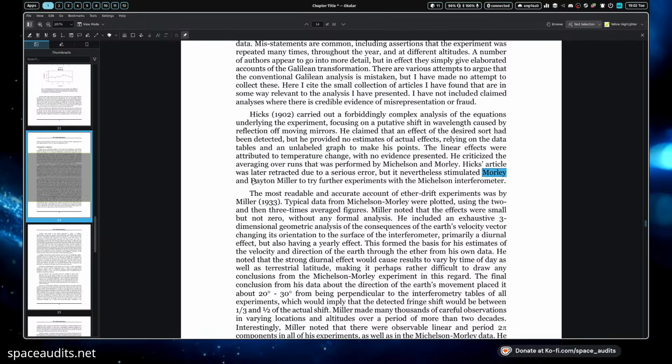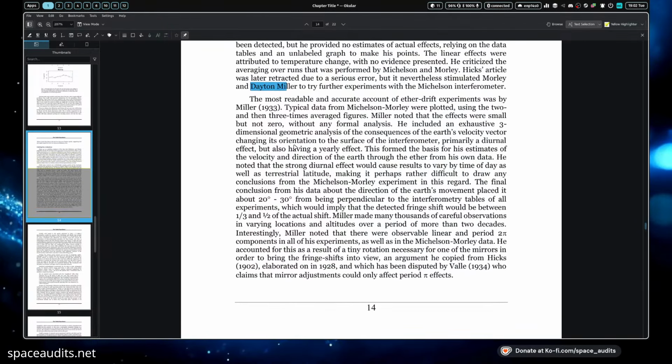Shout out to Morley and Miller. Peace be upon them. The most readable and accurate account of the ether drift experiments was by Miller in 1933. Typical data from the Michelson and Morley were plotted using 2 and 3 times the averaged figures. Miller noted that the effects were small but non-zero, without any formal analysis. We'll have to reread that one.